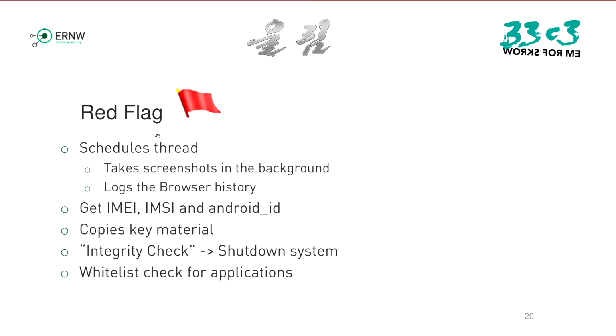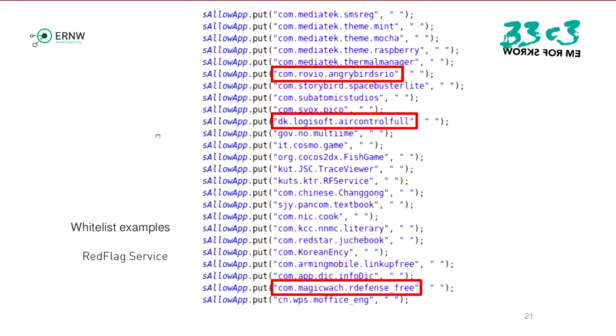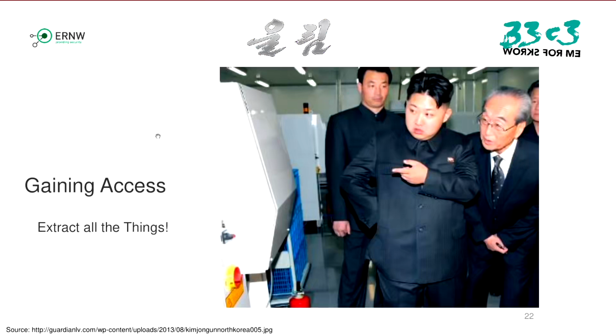In addition, there is a whitelist for applications. So even if you would be able to install applications on the thing, the whitelist will kick in and will not allow you to install the application. This is an incomplete list. I have highlighted some of the most interesting parts, like Angry Birds at the top, or the Robo Defense down at the bottom. So probably we have some copyright infringements there.